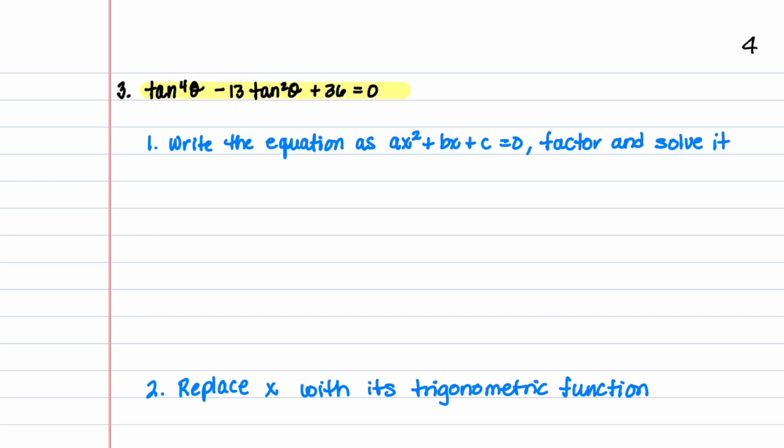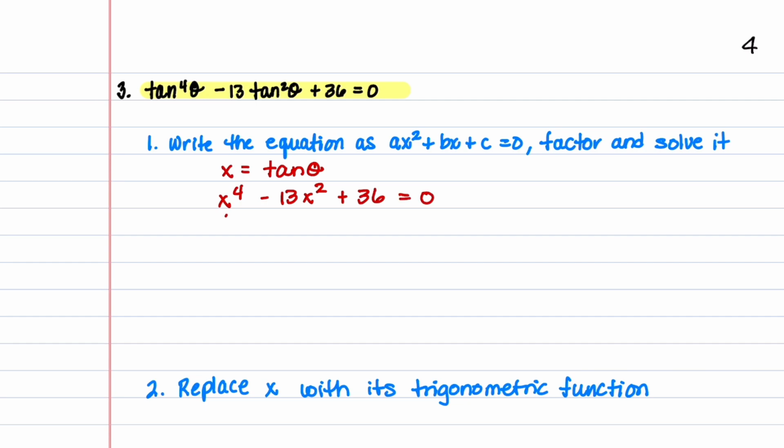This is the last equation that we'll solve, and it's much more difficult than the other two. It involves tangent, and you might notice that it has a fourth power in it. We'll begin just like we did with the first two examples. We will let x be equal to our trigonometric function. So we start by saying that x is equal to tangent theta. This gives us x to the fourth minus 13x squared plus 36 is equal to 0.